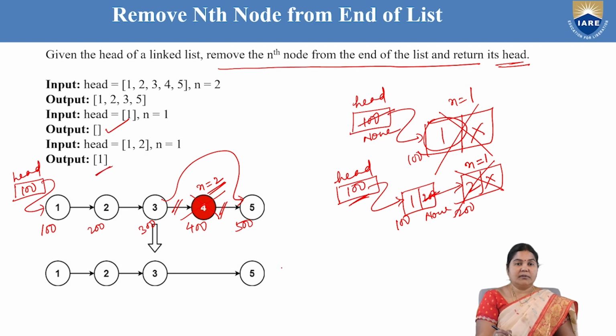So I hope this question is understood, that is how to remove the nth node from the list. So let us write down the code to satisfy all the test cases given in the question. So how to write the code in Python?